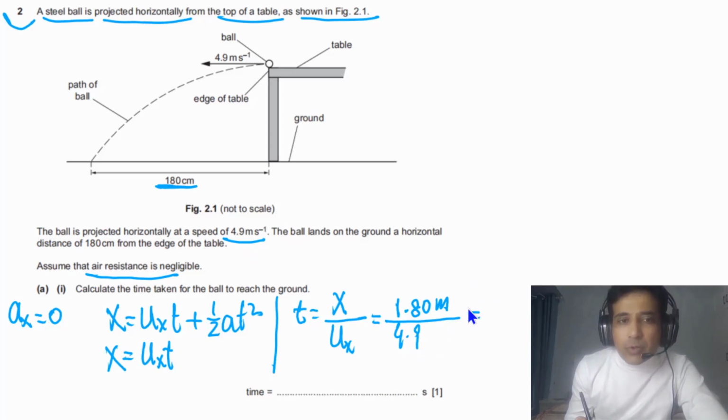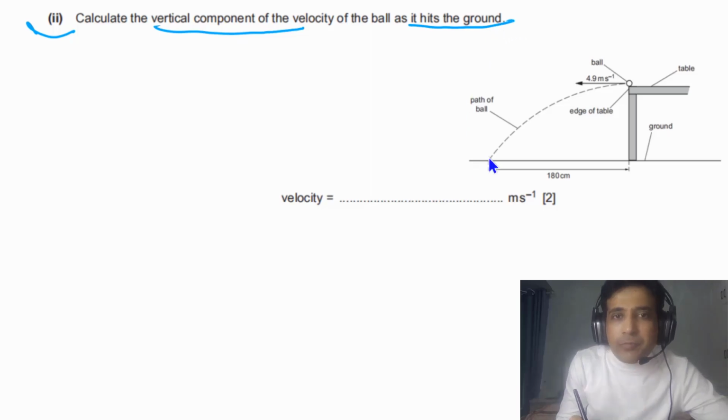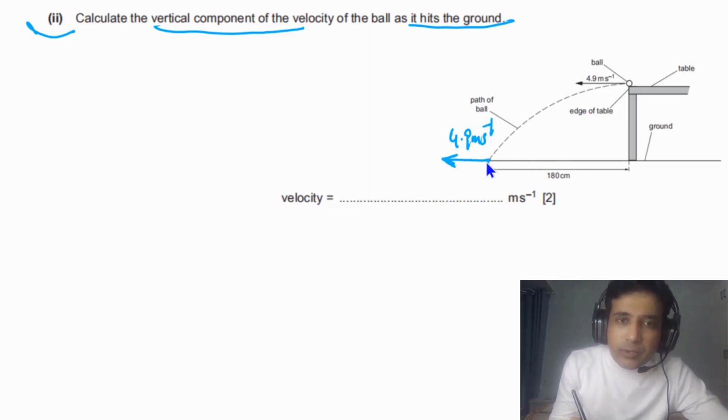And if we solve this, our final answer in this case will be equal to 0.37 seconds. So this one is the final answer. Our final answer has 2 SF because the raw data has 2 SF. For the second part, we need to calculate the vertical component of the velocity of the ball as it hits the ground. If you look at this point, the horizontal component of the velocity will be equal to the initial horizontal component of the velocity, and that is equal to 4.9 meters per second. Then the question is asking us to calculate the vertical component of the velocity when the ball hits the ground. This component of the velocity we need to find out.